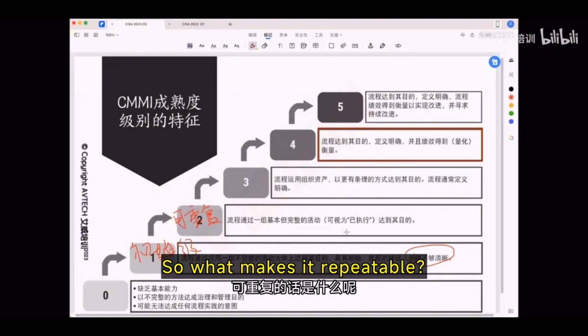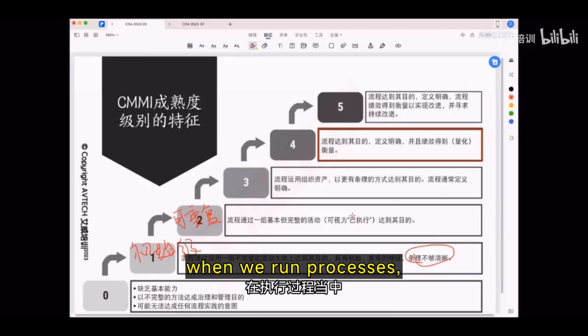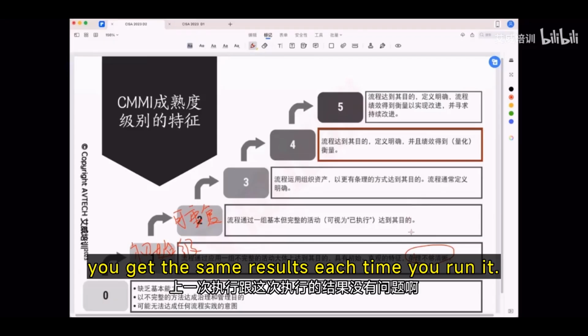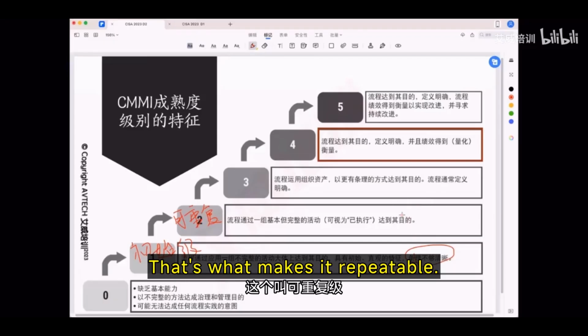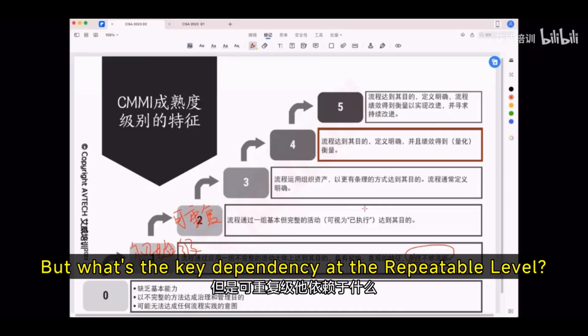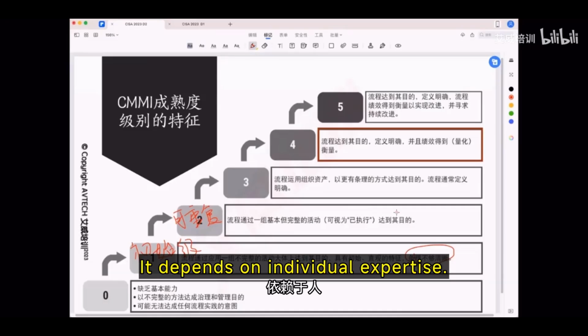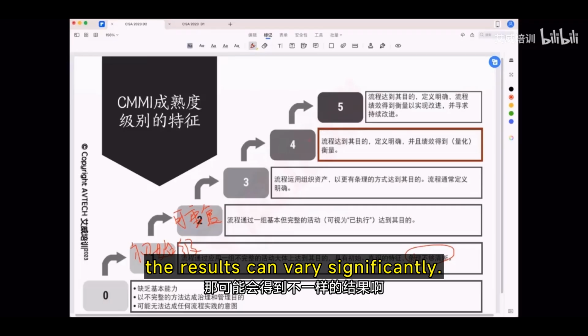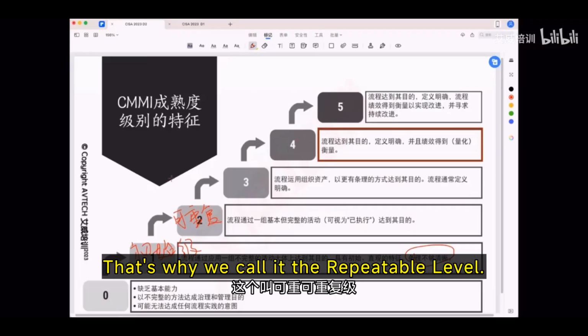So what makes it repeatable? Well, when we run processes, here's an example, you get the same results each time you run it. That's what makes it repeatable. But what's the key dependency at the repeatable level? It depends on individual expertise. If a different person runs the same process, the results can vary significantly. That's why we call it the repeatable level.